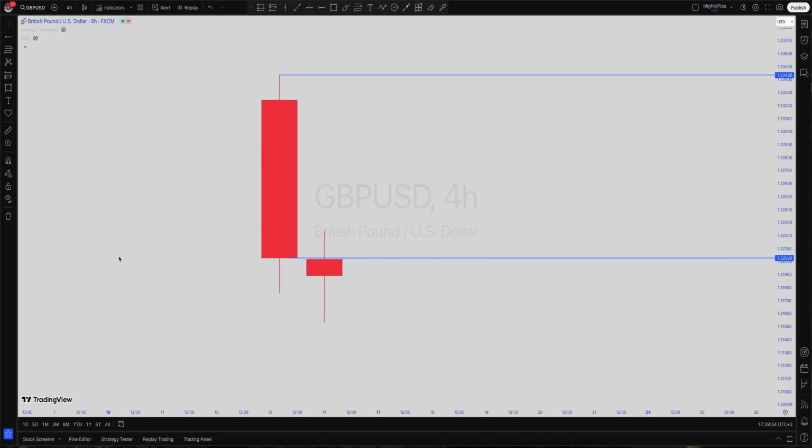So guys, we are going to go onto the charts and I'm going to show you how you can trade the 4-hour one candlestick strategy on a bearish market. Let's get started, guys.